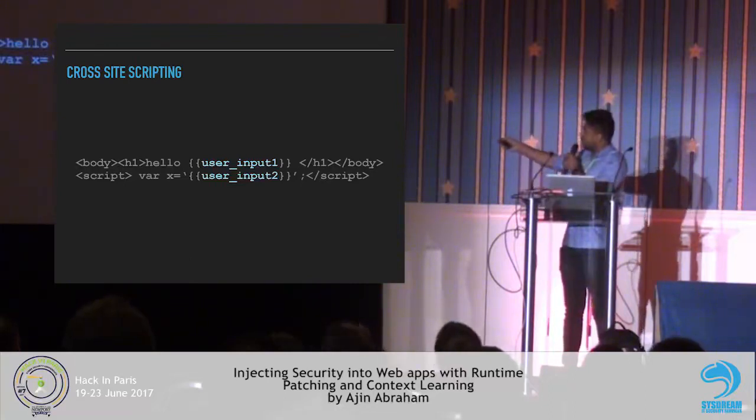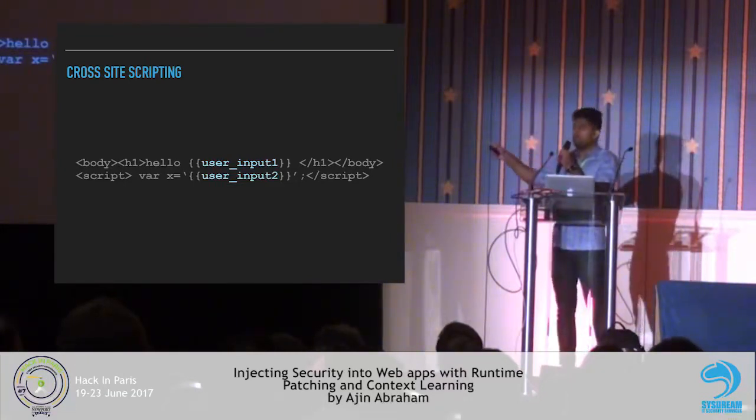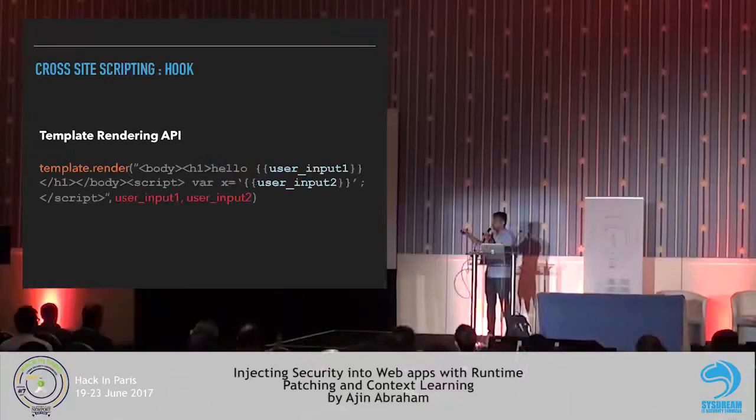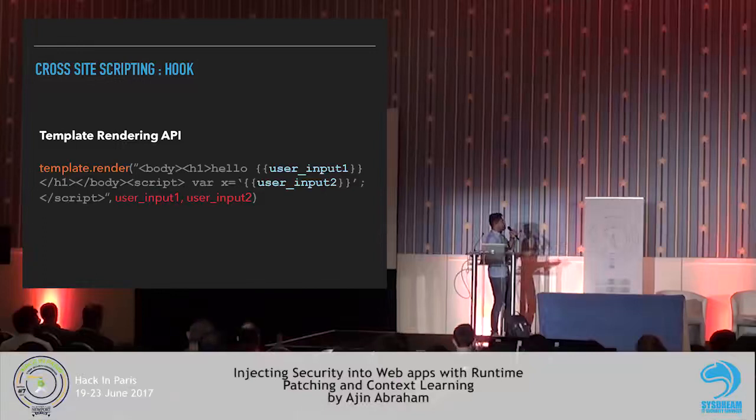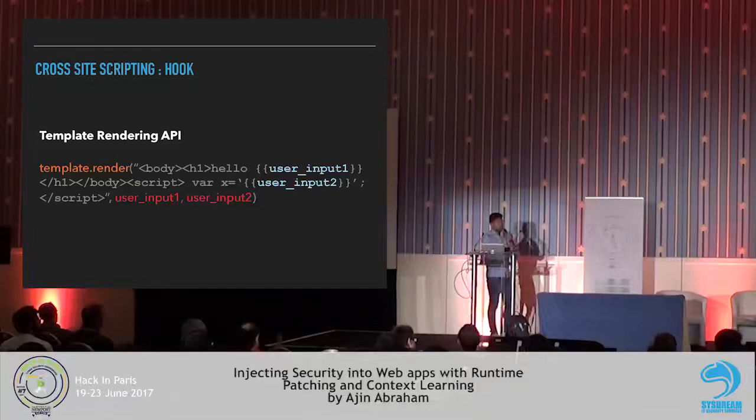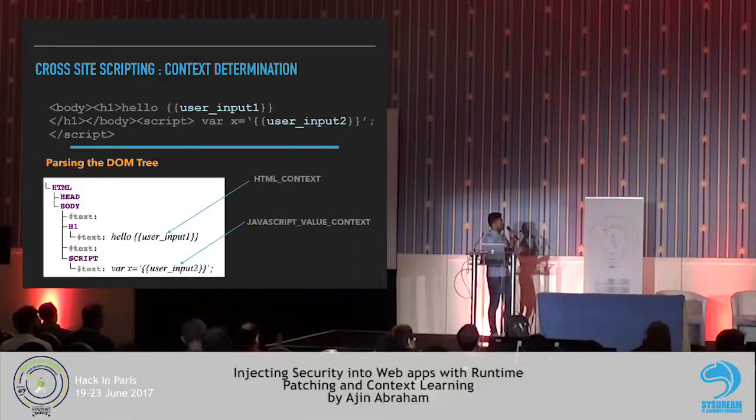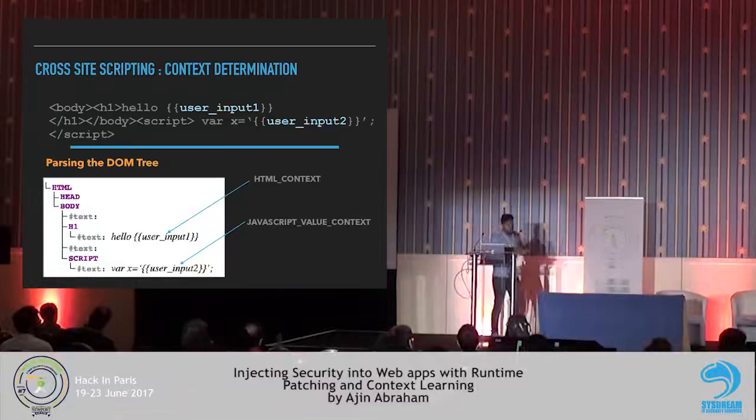What we do is we take a set of HTML and try to identify the places where user input comes in. What is the context for that? Essentially, we hook into the template rendering API and collect the HTML that's going to be rendered and the inputs that come from the user. It can be user input or anything that's hardcoded in the application as well. It doesn't matter. We parse the HTML and get a complete HTML DOM tree, which tells us what context user input 1 is in and what context user input 2 is in.